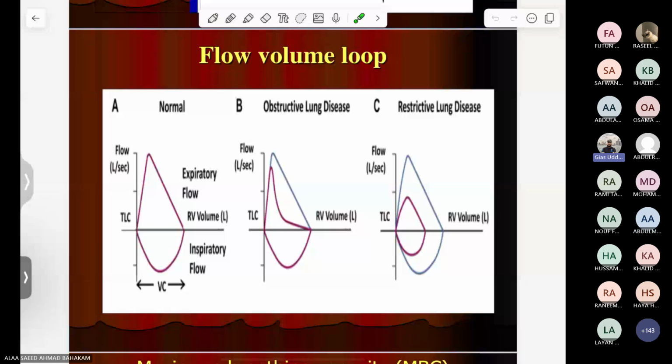Yes. So B is the obstructive lung disease. In the obstructive lung disease, the problem is exhalation, expiration. Okay. And in the restrictive lung disease, both inspiration and expiration are reduced. Both are reduced. Very good. Okay. Next one.